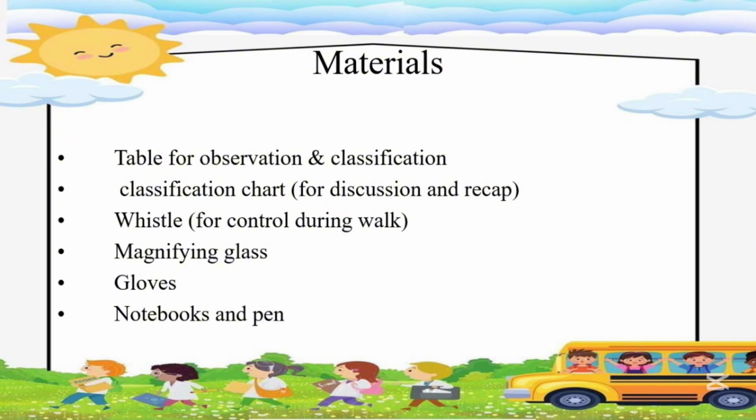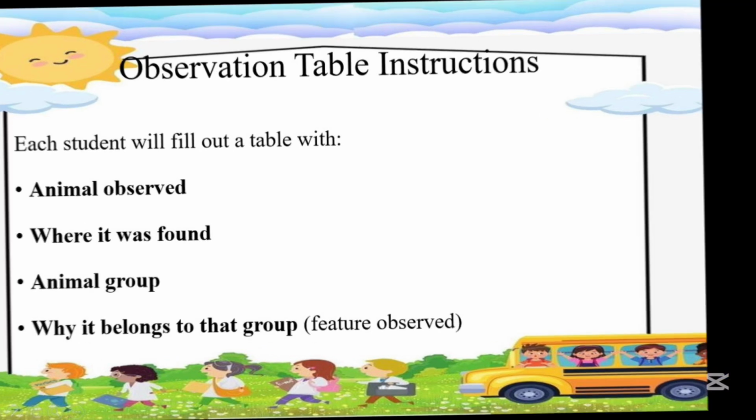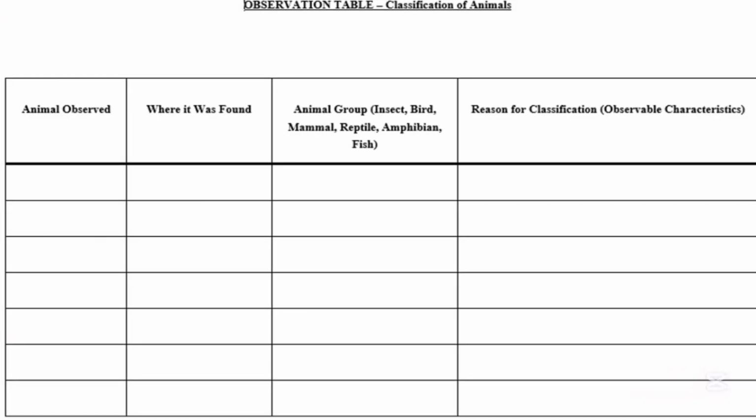These are the materials used during the field trip. Each student was given an observation and classification table. They were required to record the animal they observed, where they found it, the animal group it belongs to, and one reason why it belongs to that group. This is what the observational table looks like.